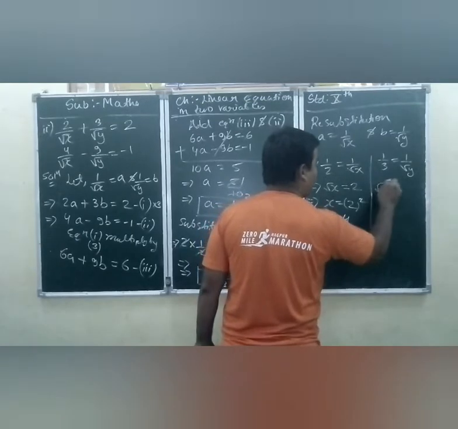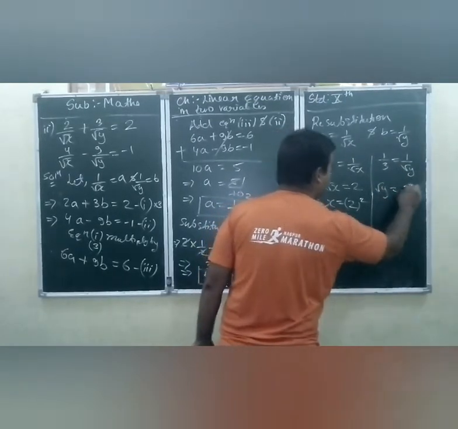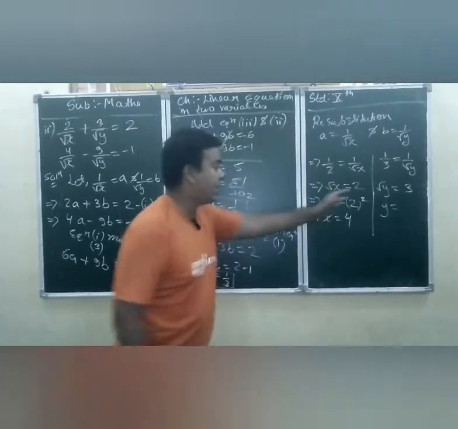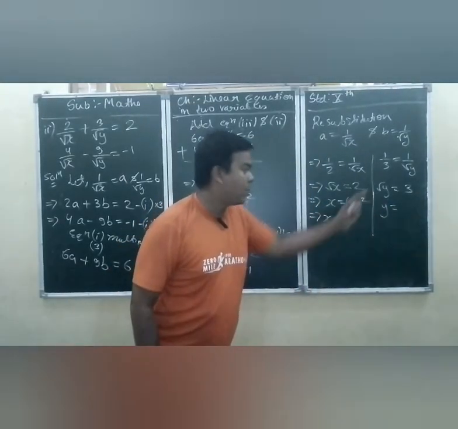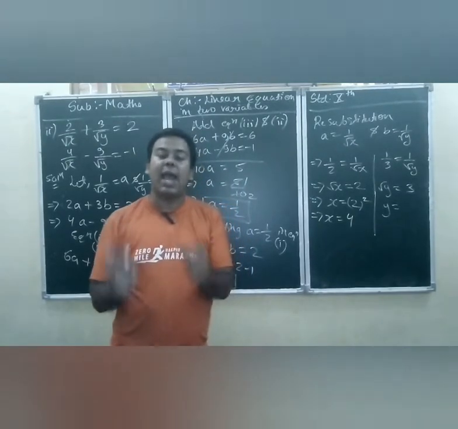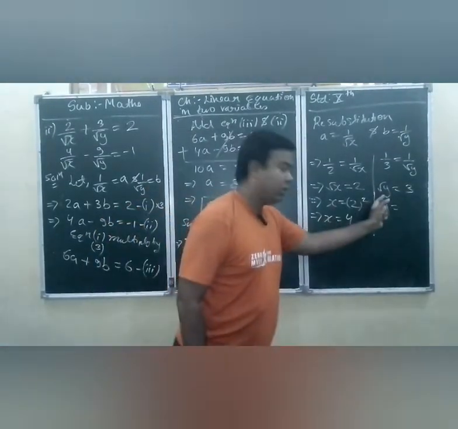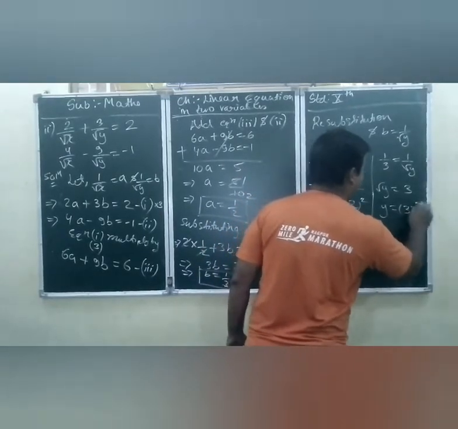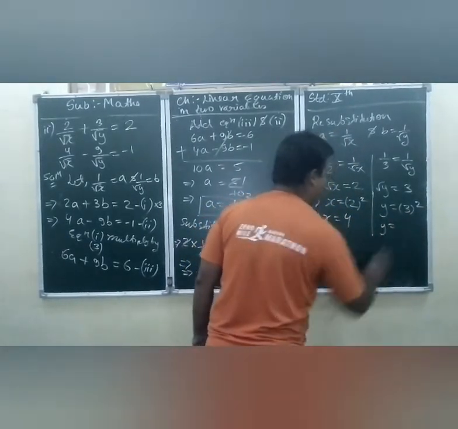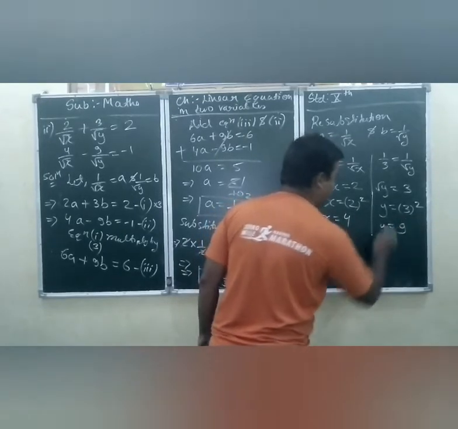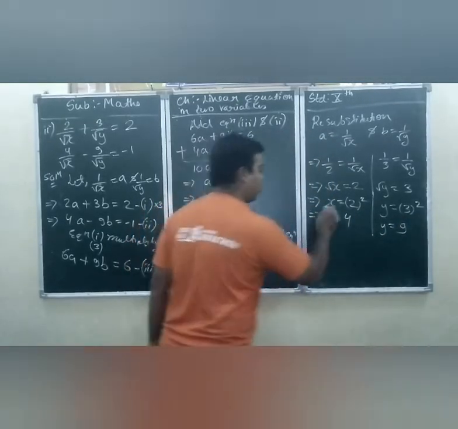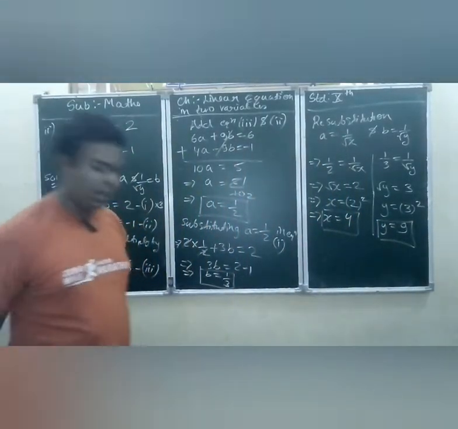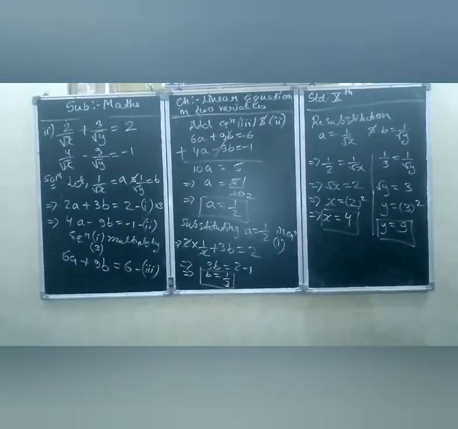And again root y is equal to 3. y is equal to, again this root, square root, changes into square, because we find only the value of x and y. So 3 whole square, so y value is 3 square, which is 9. So x equal to 4, y equal to 9. This is our final answer. Please copy this.